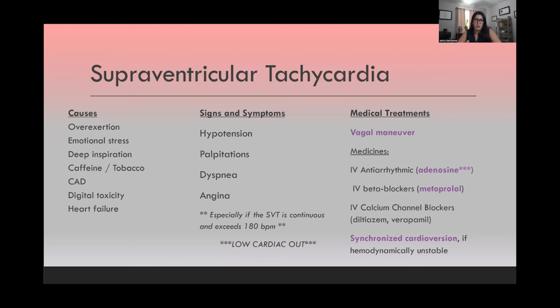Yes, they can have metoprolol, calcium channel blockers, and cardioversion, but the drug of choice, the first one, is going to be adenosine. Now, if adenosine doesn't work, then they might go into cardioversion if the patient is unstable, or try the other drugs as well.